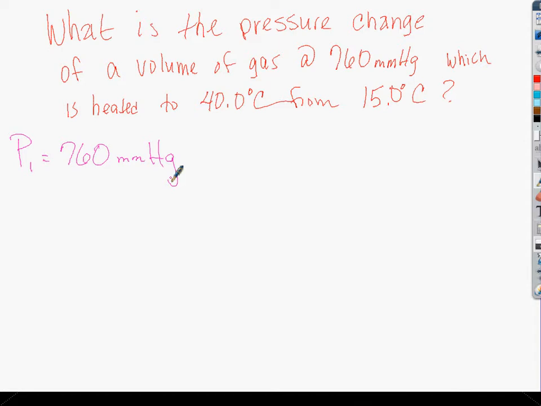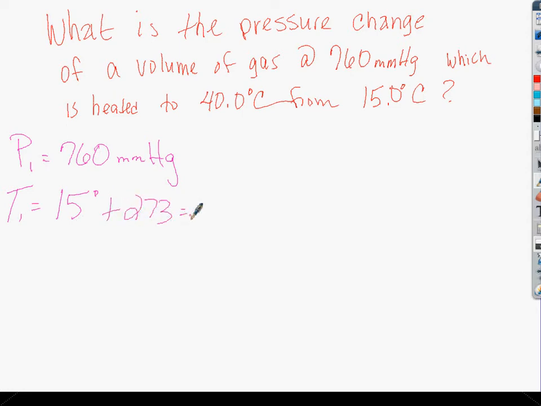Now, I like this problem because it teaches one skill that I really want to hammer home. So, at this pressure, what temperature is it? Is it 40 degrees or 15 degrees? This is how most people, or a lot of people, will make this mistake. They'll say, okay, these are the closest in the sentence, so they must be together. But look at the way it's worded. It's heated to 40 degrees from 15 degrees. So where did it start at? 15 degrees. So T1 equals 15 degrees, and you can go ahead and add your 273 to it.